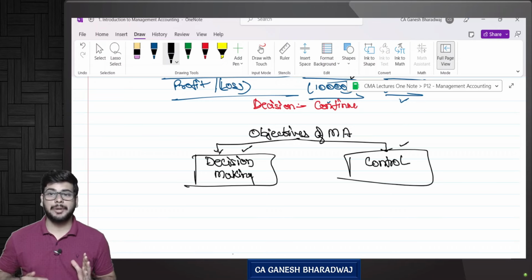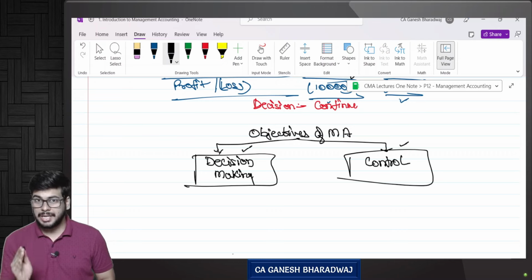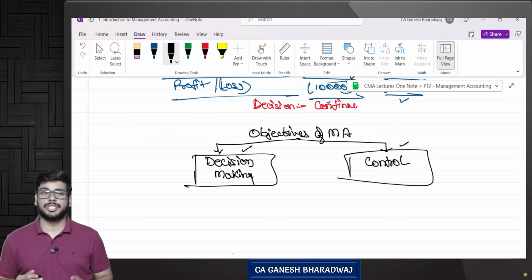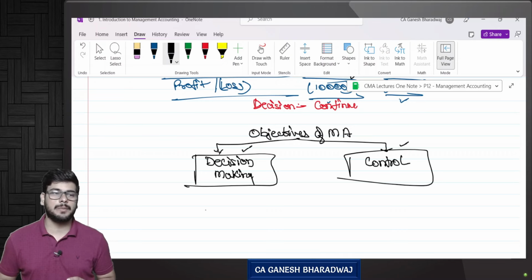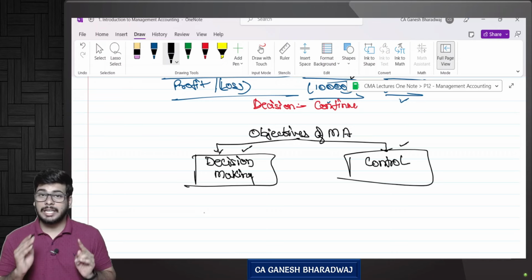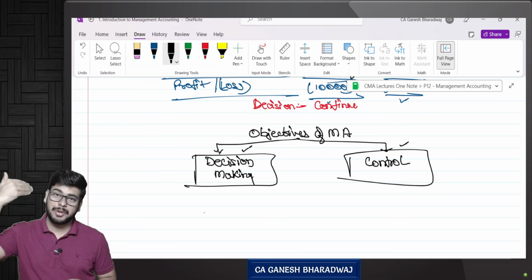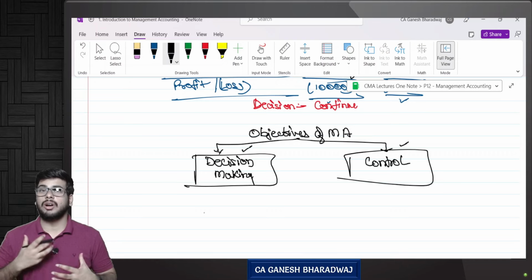Now, what will happen? The management accounting team will keep on monitoring whether the company has achieved the target of 10,000 units. They will get in touch with the production team and see whether they have produced 10,000 units or not. They will also ensure whether the cost per unit has gone beyond 10 rupees or not. This is called control.